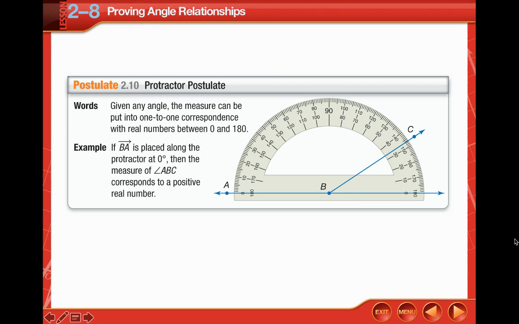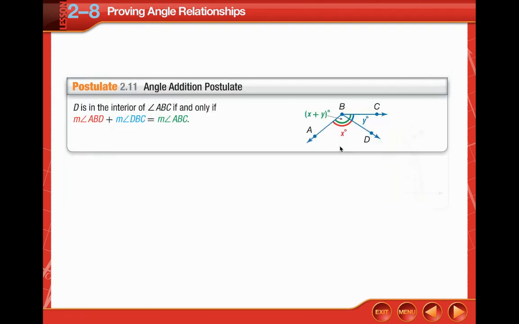As you can see here, we've got BA placed along the protractor at 0 degrees. Then the measure of ABC, which is this larger angle right here, corresponds to a positive real number. And we know this. It says the same thing as the ruler postulate. As long as it starts at 0, whatever number it goes to is the total size of it. All right, let's keep going with it.